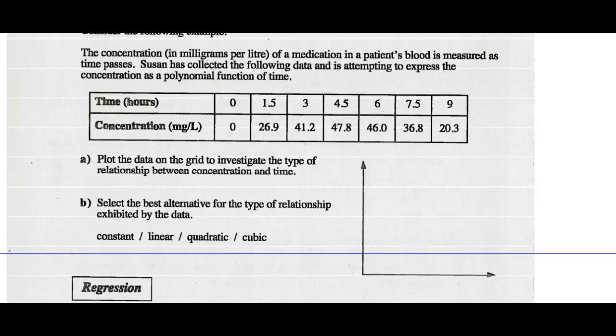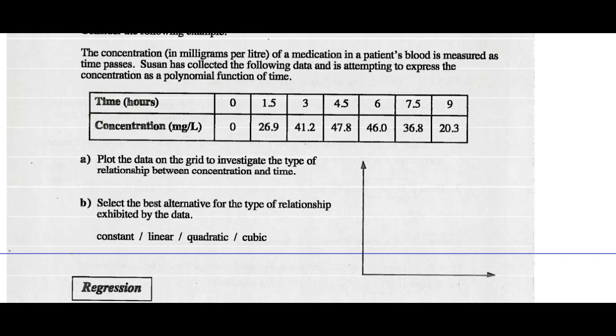The concentration in milligrams per liter of a medication in a patient's blood is measured as time passes. Susan has collected the following data and is attempting to express the concentration as a polynomial function of time. Let's plot the data on the grid to investigate the type of relationship between the concentration and the time.